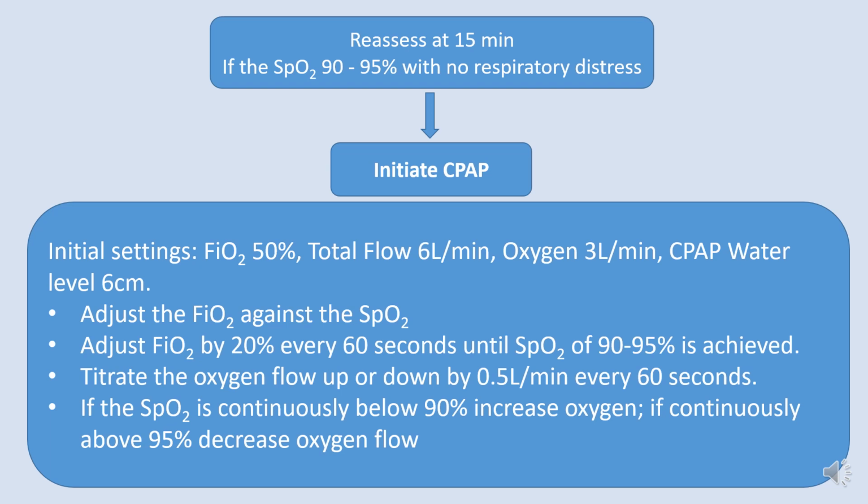So you will titrate the oxygen flow rate up or down by 0.5 liters per minute every minute. If the oxygen saturation is continuously below 90, which is not good, then you increase the oxygen. And if it is continuously above 95, then you decrease the oxygen. Because remember, the recommended saturation for the neonate is between 90 and 95% oxygen saturation. So if it is below 90, you increase. If it is above 95, you should decrease accordingly.